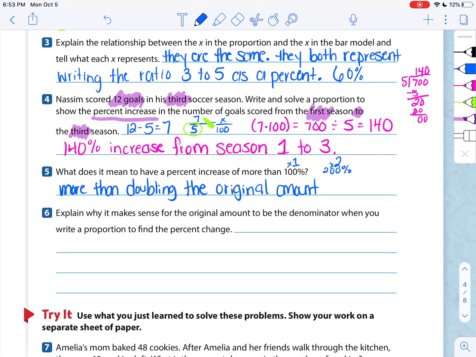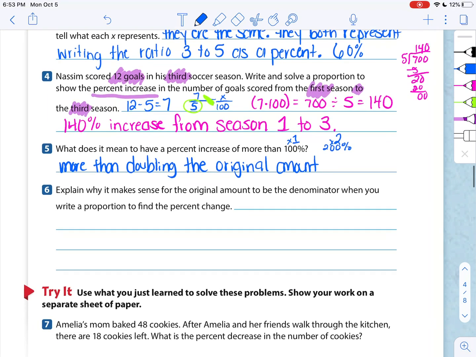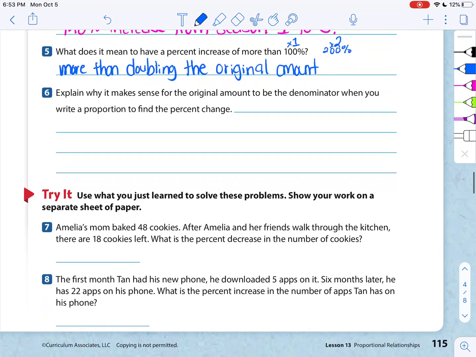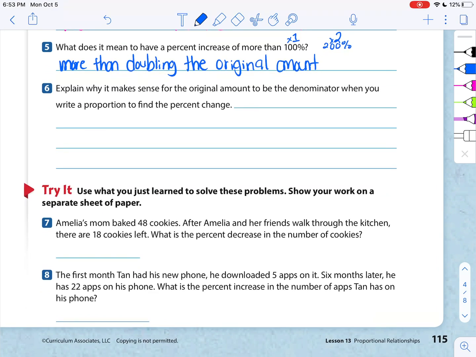Next, explain why it makes sense for the original amount to be the denominator when you write a proportion to find the change in percent. I want you to pause the video and take a minute to think about this question. Explain why it makes sense for your original amount to be the denominator when you're setting up that proportion. Pause the video, think about it, and then write your answer.